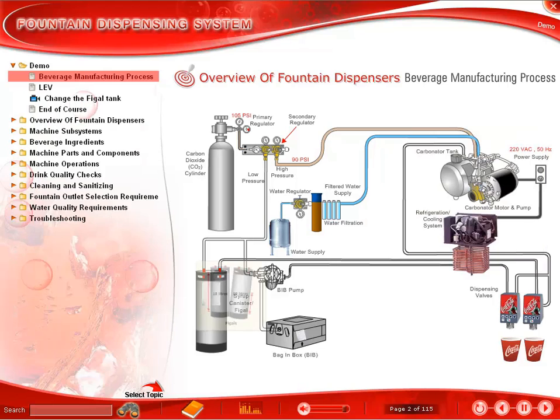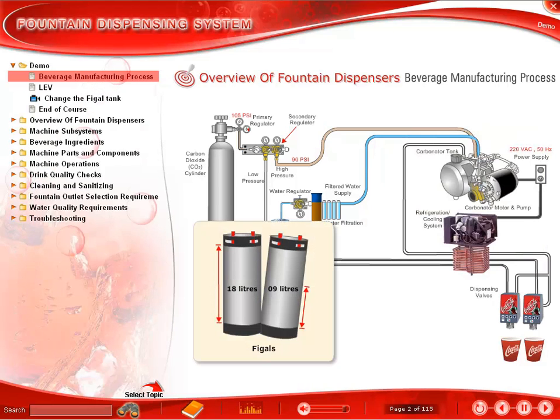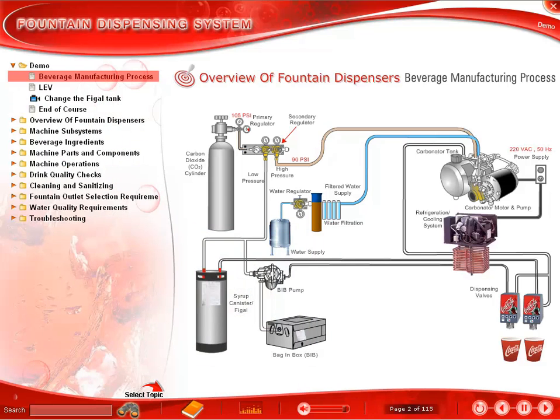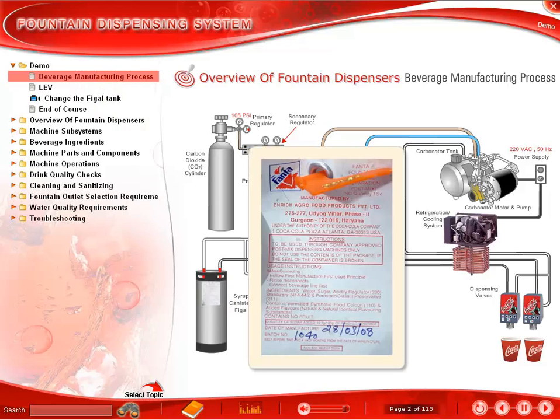In post-mix systems, syrup is manufactured and supplied in 9 liters or 18 liters stainless steel containers, also called figals. This syrup is mixed with carbonated water in a predetermined ratio, depending on the product flavor. All flavors of post-mix syrups have a best before date of 75 days from the date of manufacture. Diet Coke has a shorter shelf life, that of 60 days.